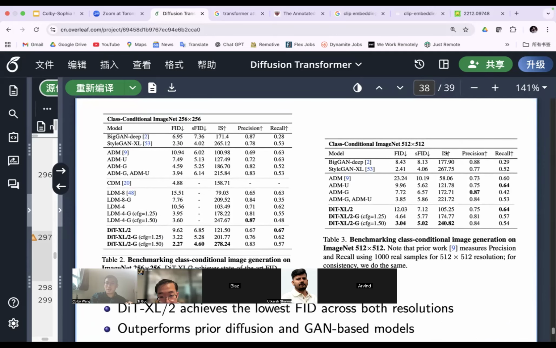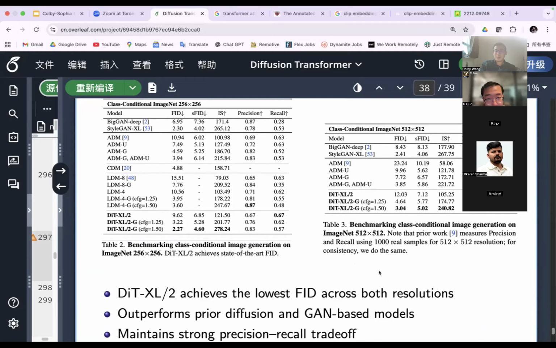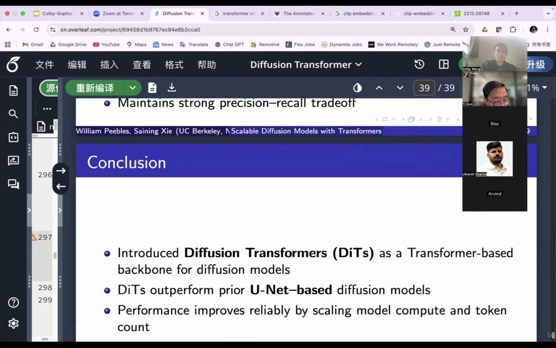And they found that for the 512 by 512 images, they also have similar results, in which the diffusion transformer achieves state-of-the-art performance for FID and also for IS. For precision and recall, you can see it's quite similar, quite close to the state-of-the-art, and also for recall as well. So what is precision and recall here?